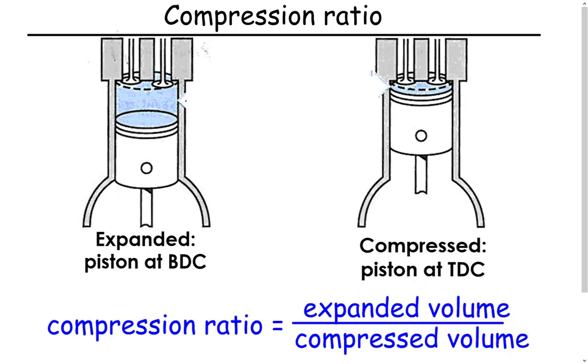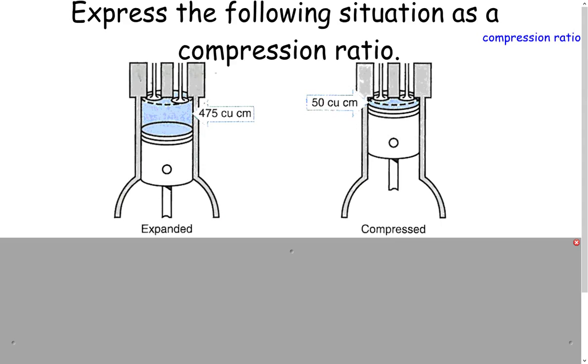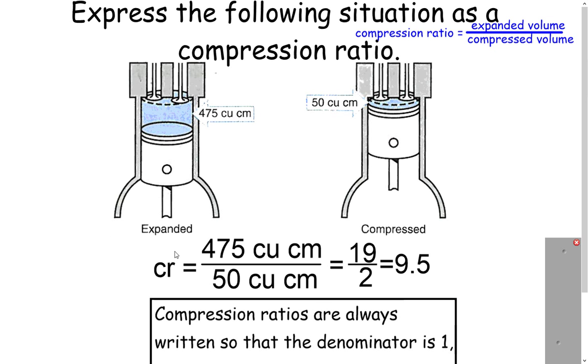Another ratio you might come across is a compression ratio. For the compression ratio, you're looking at the expanded volume to the compressed volume. And it's always the expanded on the top and the compressed on the bottom when you're doing the compression ratio. So here's an example problem. Look at the expanded of 475 cubic centimeters to 50 cubic centimeters compressed. Remember, our compression ratio is expanded over compressed. So we put 475 on the top and 50 cubic centimeters on the bottom. We end up with 19 over 2.